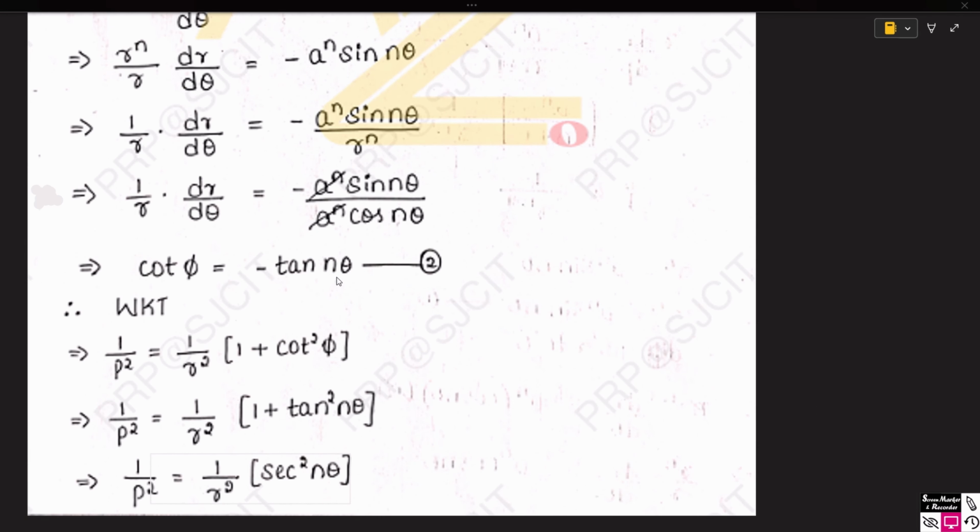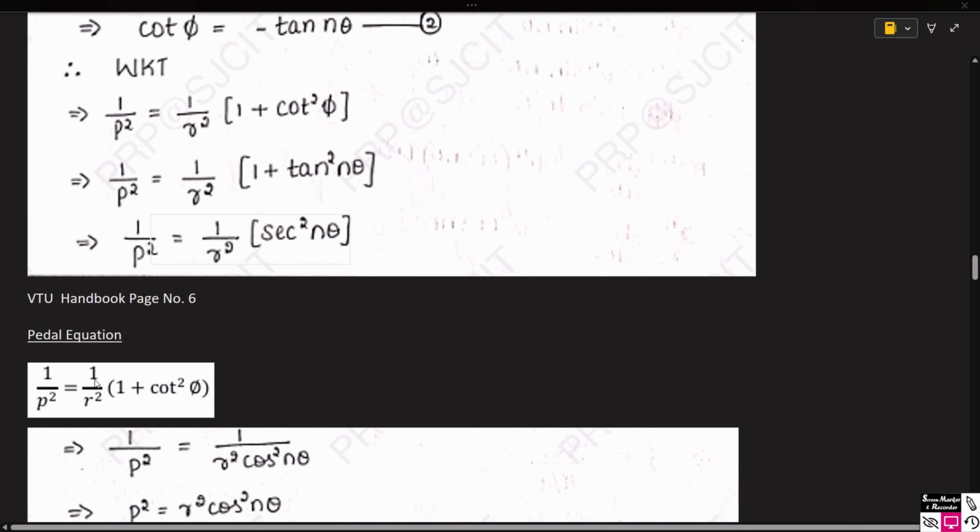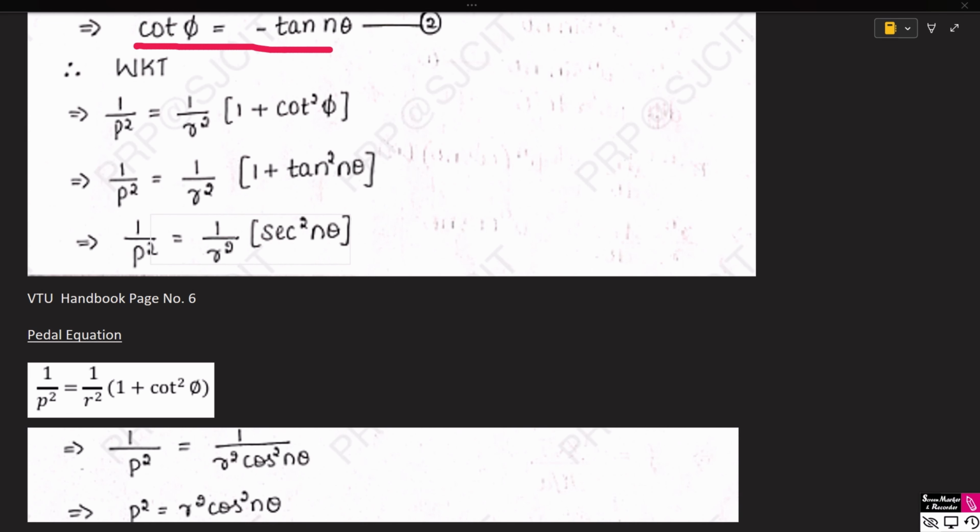And we know the pedal equation. This pedal equation is also there in the VTU handbook, which is in page number 6. Don't remember any formulas. Okay, just write down this equation, and 1 plus cot square phi can be written as 1 plus tan square n theta. Okay, so here we have got it right. It can be written because here we have got it in the equation. Okay, and now the next step is 1 plus tan square theta is sec square theta.